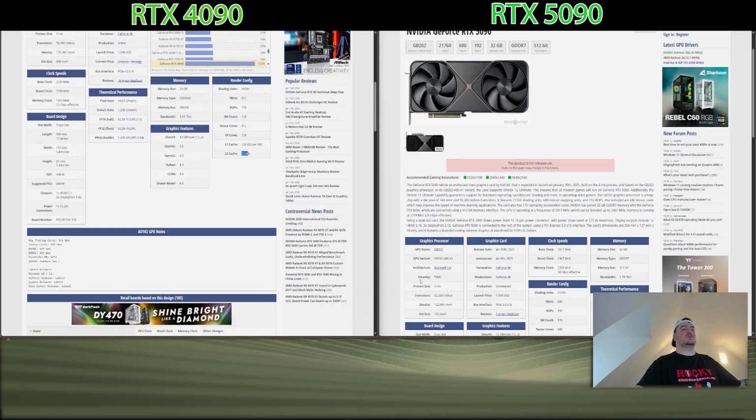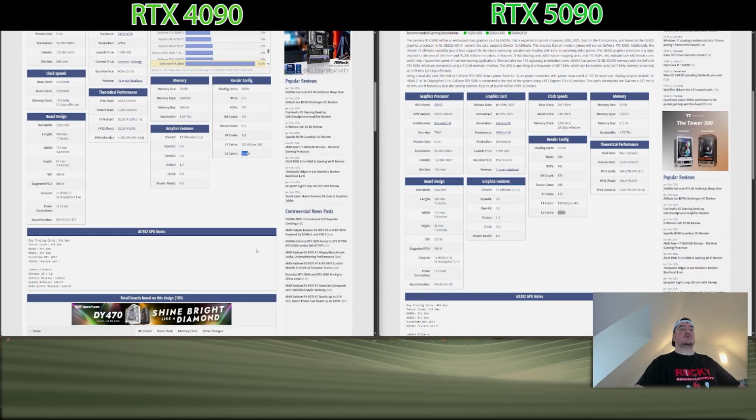I didn't go through sizes. So the size of the 5090 is, although it uses a lot more power, 575 watts compared to 450, the size has gone down because of a much more efficient cooling system. So it's going to be dual slot compared to triple slot. So it's not such a big card.